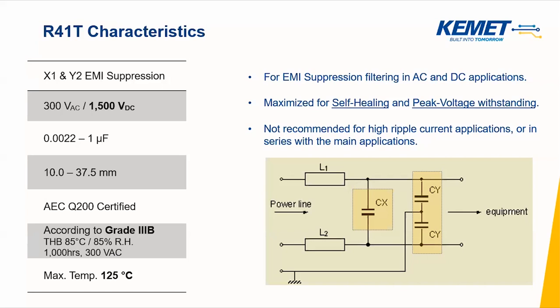Another characteristic of the series is its THB grade. So it is THB grade 3B, which means that it can withstand 85 degrees at 85% relative humidity up to 1000 hours at rated voltage. Also, the maximum temperature for this series is 125.